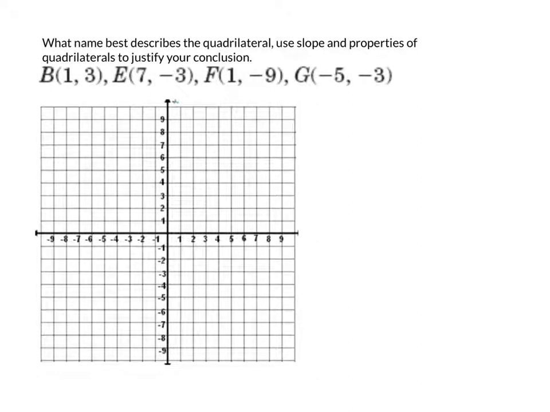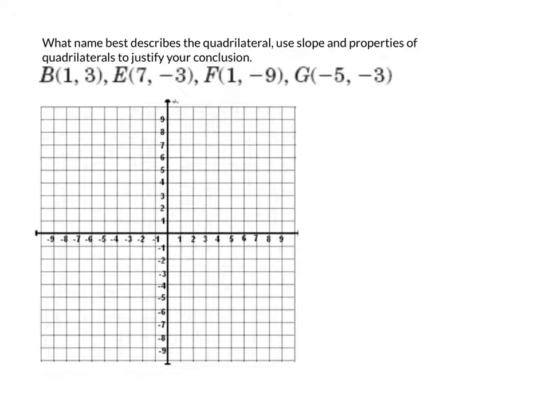All right, so these two problems we're going to do in this video are basically the same type of idea. We're going to be using an algebraic approach to justify what type of quadrilateral this one is, given these ordered pairs. So it's good to refresh our memory on how to plot an ordered pair.